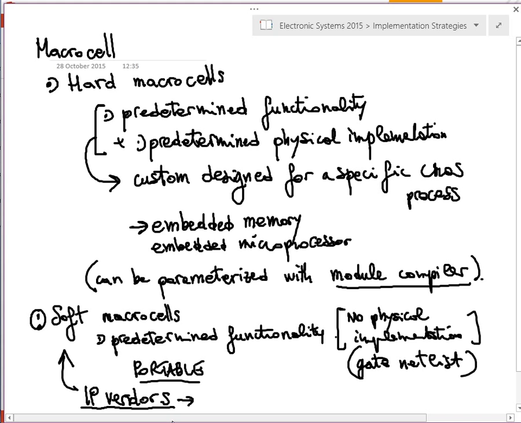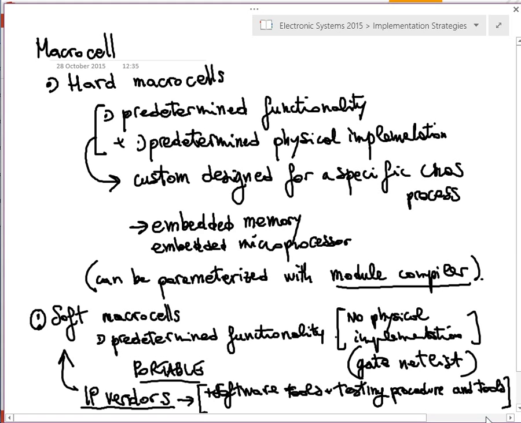Of course, in order to sell the macro cell, they also need to add the gate netlist plus the software tools plus the testing procedures and tools, of course, all the additional things that are needed in order to let the customer use it.